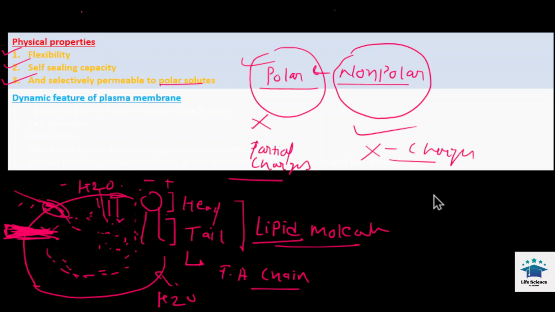Sometimes this is the plasma membrane. There will be presence of glucose molecules. So what is glucose? Glucose is a sugar and is a solute. Whether a solute can cross the plasma membrane or not, as you all know, polar solutes cannot cross.